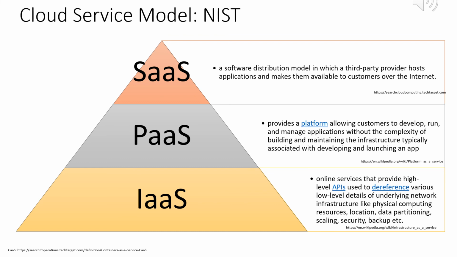Platform as a service provides a platform allowing customers to develop, run and manage applications without the complexity of building and maintaining the infrastructure typically associated with developing and launching an application. So it's middleware, so I don't have to think about actually infrastructure anymore. I'm just working in that platform. And software as a service is a software distribution model in which a third-party provider hosts an application and makes them available to customers over the internet. So we don't even have to think about a platform or infrastructure. The software as a service is being offered to the user, and the user can use them.